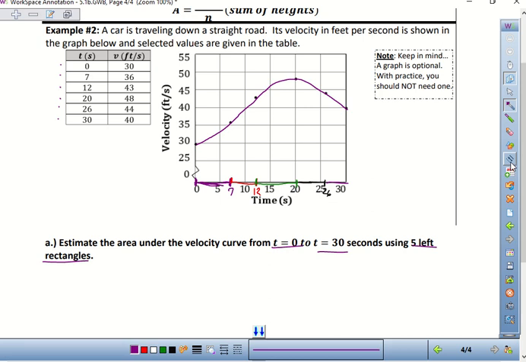So for the first rectangle from 0 to 7, what height am I going to go with that rectangle? 30, because that's the left end point. From 7 to 12, what's the height going to be? 36, because left. And from 12 to 20? 43. From 20 to 26? 48.